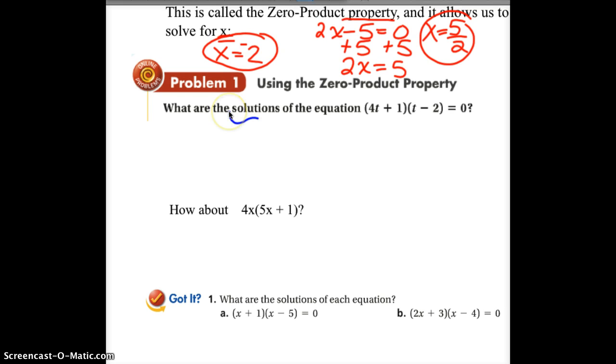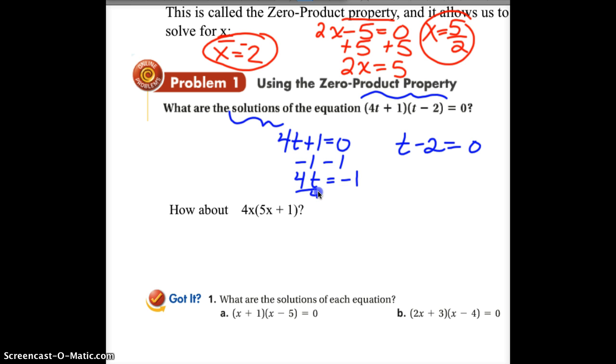So let's go discuss this. If it's already in factored form, it's really easy. You just take and set all of the factors equal to 0. In this case, there's 2 of them, and you solve. Undo addition with subtraction.